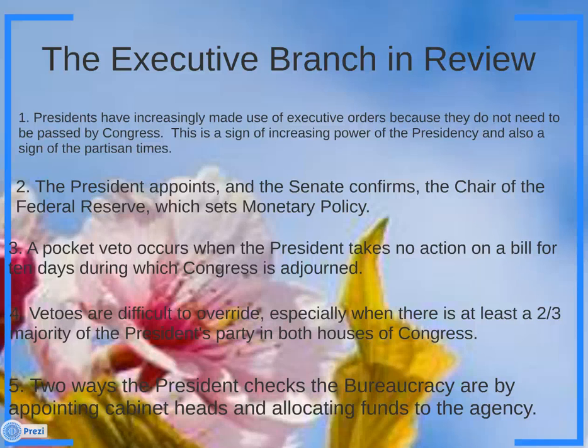Vetoes are difficult to override, especially when there is at least a 2/3 majority of the president's party in both houses of Congress, which is why a lot of times they don't even bother taking up a vote to override a veto.